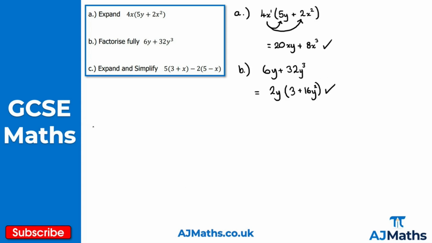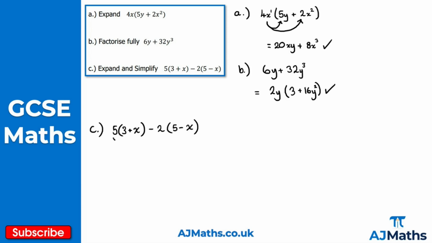And then finally, if we move on to C now, we're asked to expand and simplify 5 lots of 3 plus x minus 2 lots of 5 minus x. So I'll just write this down to begin with. So 5 lots of 3 plus x minus 2 lots of 5 minus x. So remember, when we're expanding and simplifying something like this here, begin with the first bracket here, so expand this first bracket, then we expand the single second bracket here, and then we collect like terms.